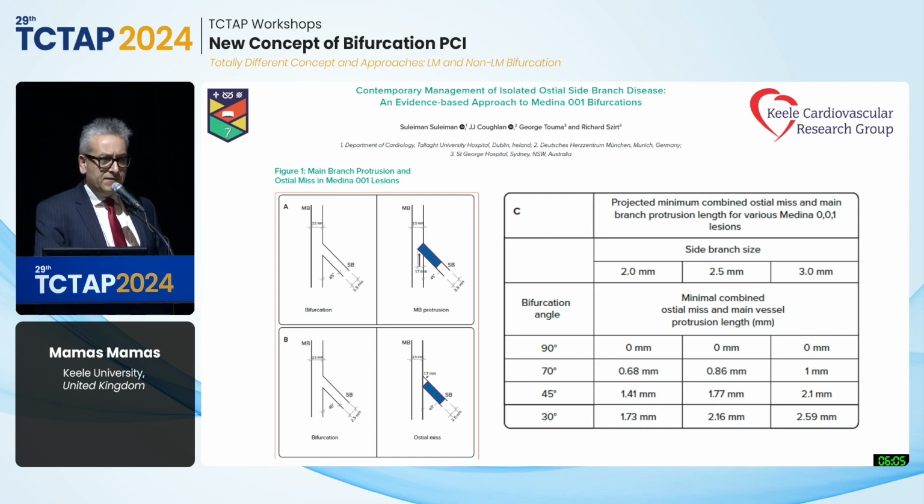Now, one of the reasons may be that it's rather difficult to treat these cases, because often trying to spot stent the side branch is not ideal. It's not ideal for two reasons. Firstly, you may have geographical miss. And secondly, if you don't have geographical miss, you may compromise the main vessel. This problem is not so acute when the bifurcation angle is 90 degrees to the main branch. But as it becomes more and more acute, it becomes more problematic, particularly as your side branch vessel size increases.